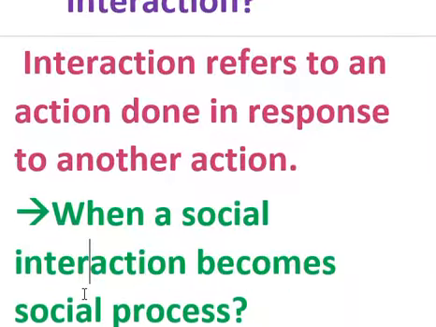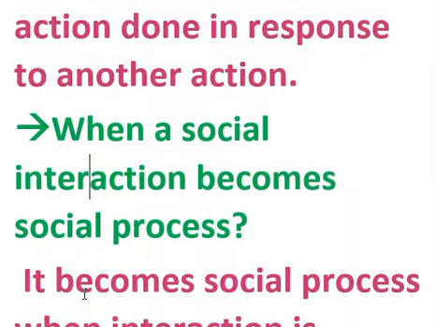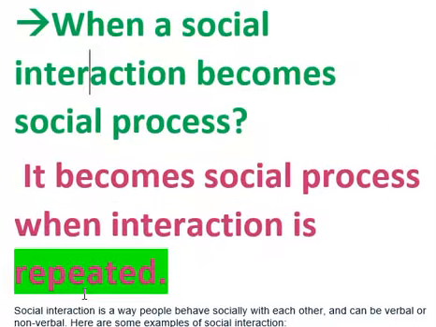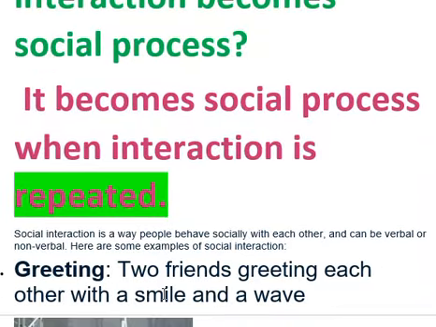And a social interaction becomes a social process when the interaction is repeated. Social interaction is a way people behave socially with each other. That is social interaction, and it can be verbal or non-verbal.